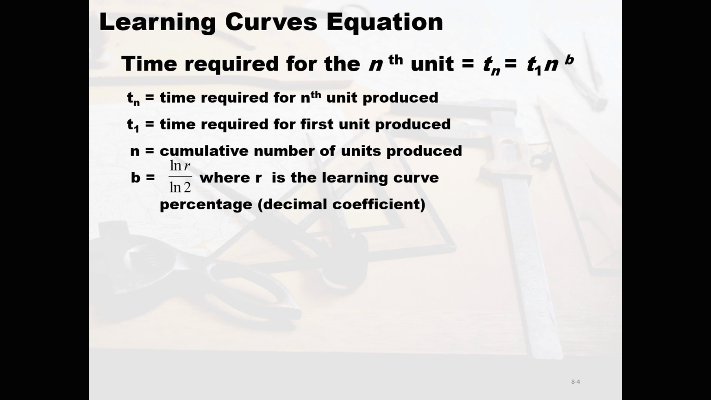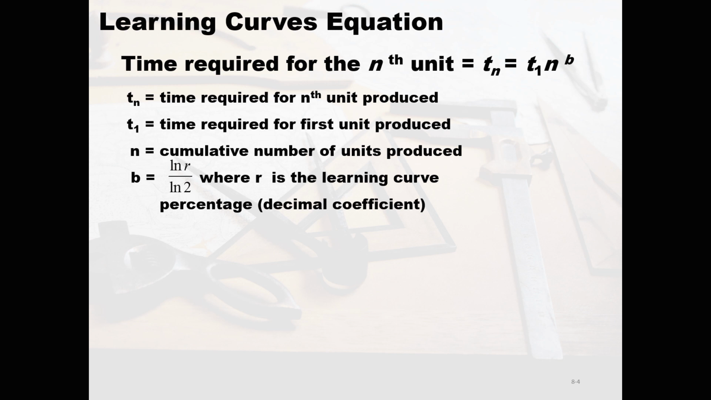Now let me just back up for a second. The n can be any number. I'm just using 8, 16, 32 as an example. We're going to raise the n number to the power of b, and b is actually the natural log of r, which is our learning curve percentage. On the previous slide, you saw that it was 95%, so it would be 0.95. So it would be the natural log of 0.95 divided by the natural log of 2.